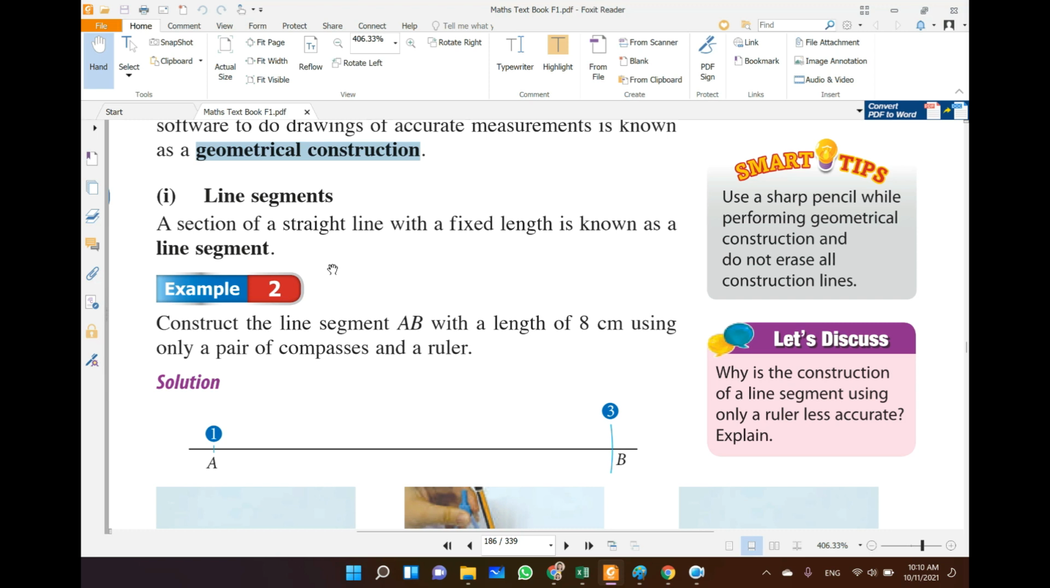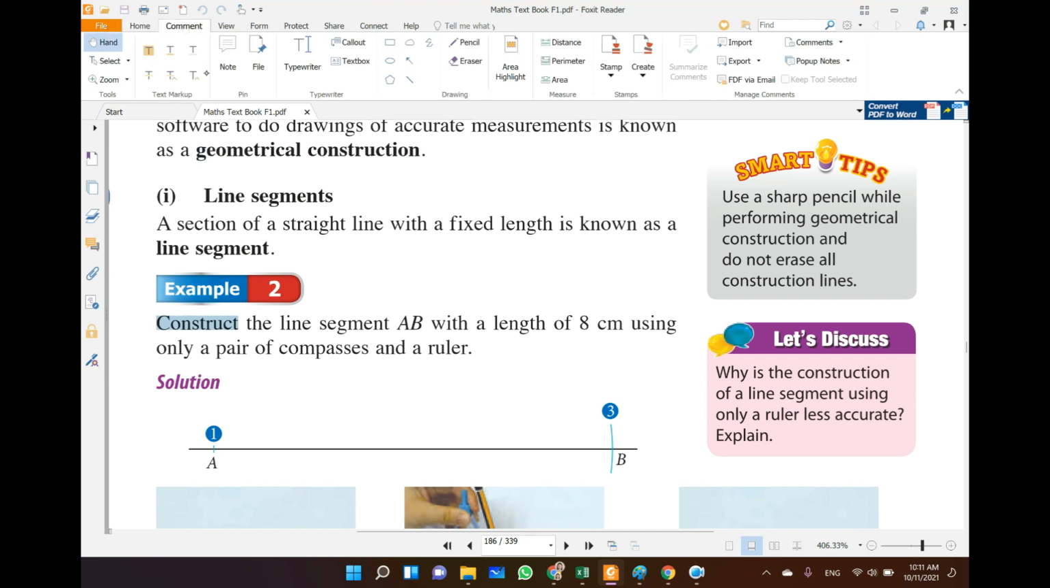But right now, we are not going to just draw the line segment. We are going to construct. So whenever you see the word construct over here, it means you have to construct using compasses. What I always tell the students is, when you see the word construct, it starts with the letter C, which always refers to the compasses. You need to use the compasses for this.